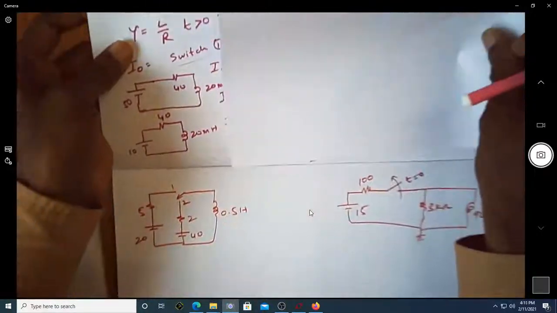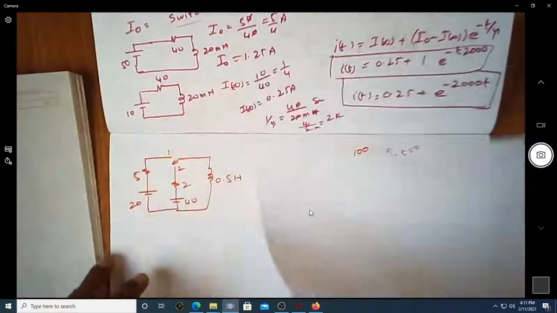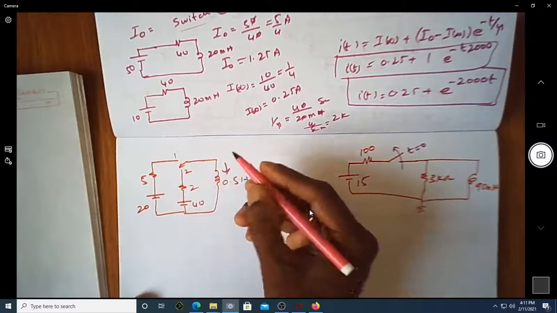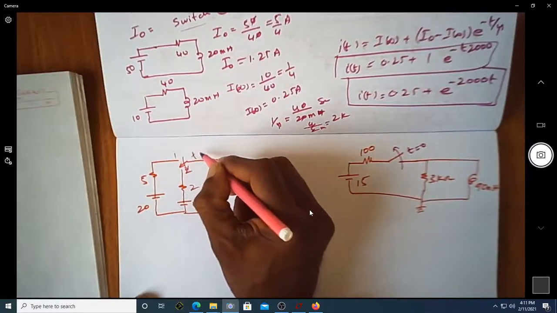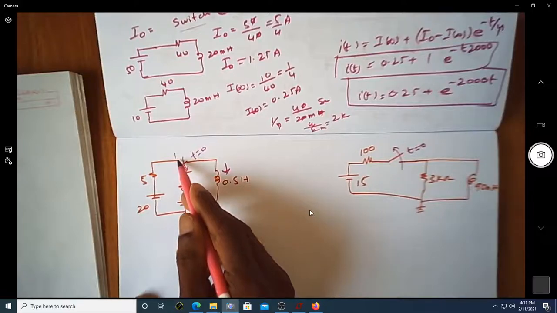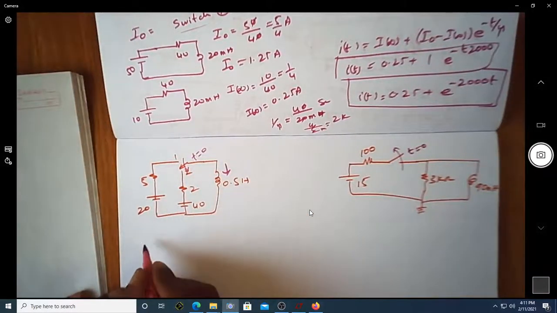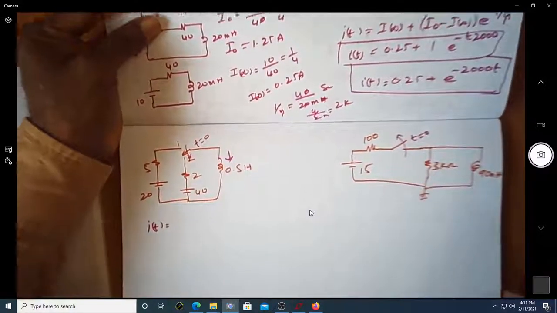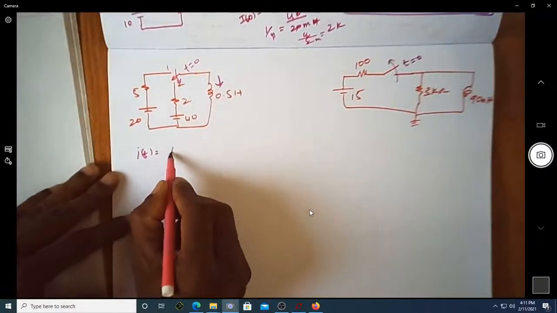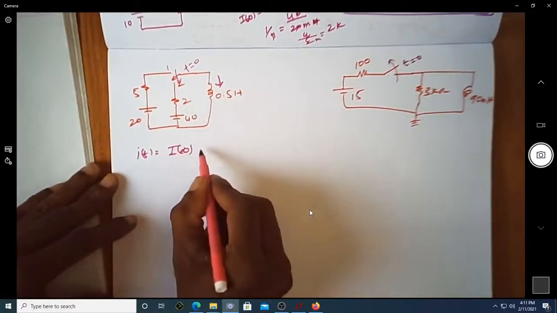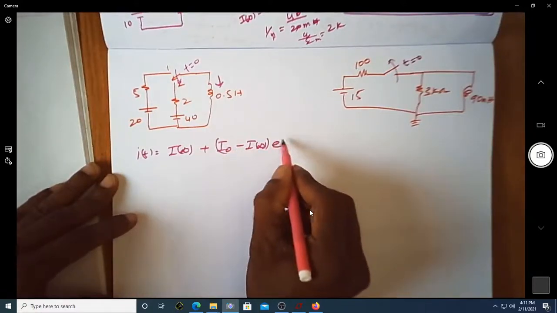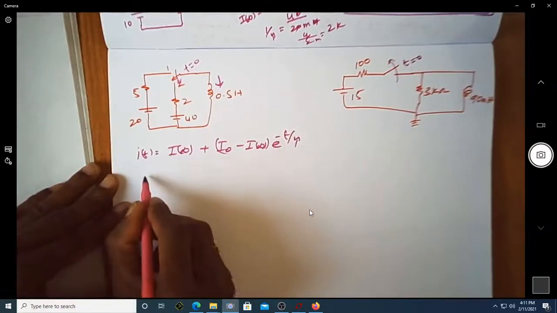Okay, let us move on to the next problem and try to find out what is the current through this. Here at t equal to 0, the switch moves from position 1 to position 2. Let me again write this: I of t is I infinity plus (I naught minus I infinity) into e power minus t by tau.